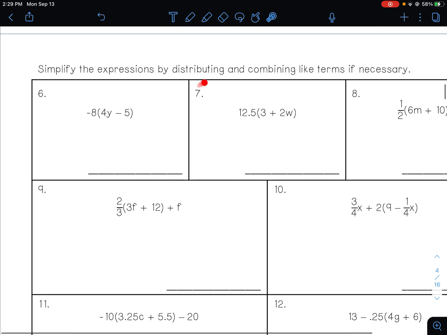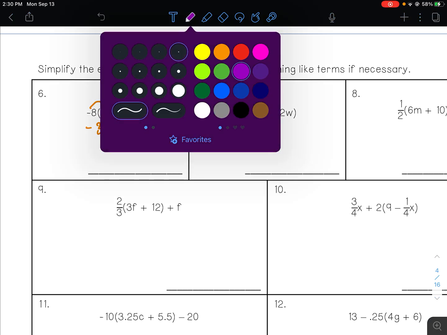Simplify the expressions by distributing and combining like terms if necessary. So we may have some like terms here. Let's start off with this. Negative 8 times 4y. Well, negative times a positive is a negative. 8 times 4 is 8, 16, 24, 32. 32y. Let's do our second one.